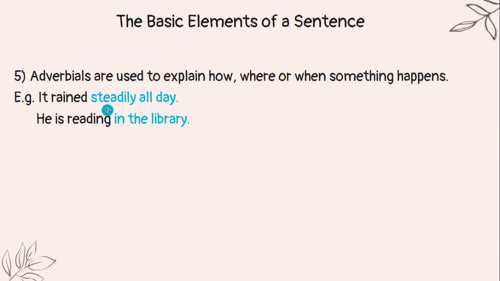Let's examine the function of each. Steadily refers to the manner in which it was raining. So we can say it rained continuously without stopping.